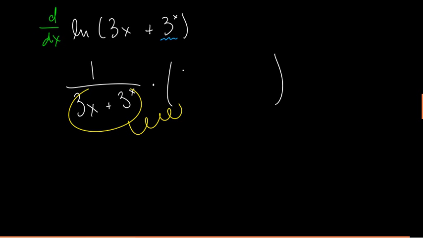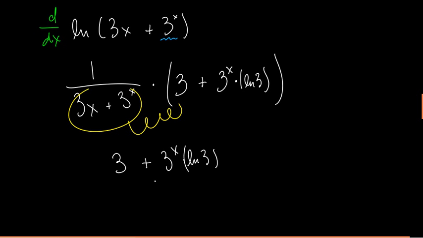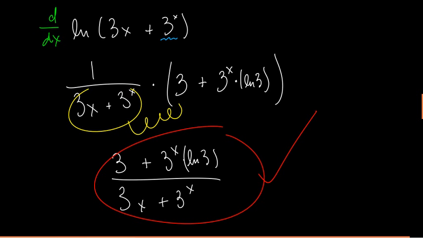Well, 3x is a power function, so the derivative of that is just 3. But 3 to the x is an exponential function, so the derivative of that is itself times ln of the base. And that's it. If you simplify your answer, you get 3 plus 3 to the x times ln 3, and you divide by 3x plus 3 to the x. That's the final answer. Done.